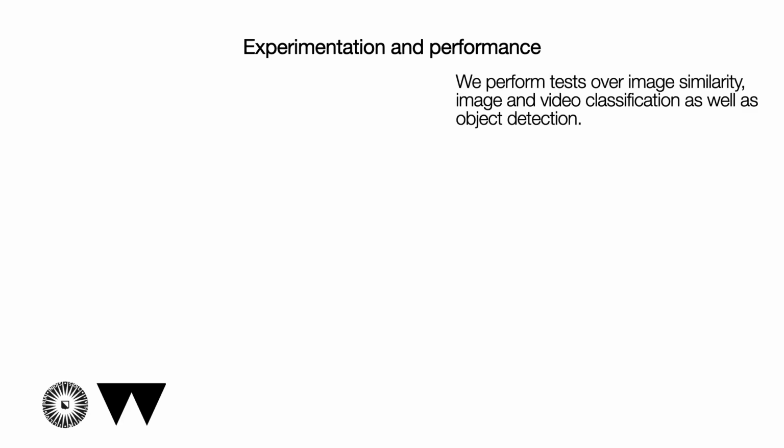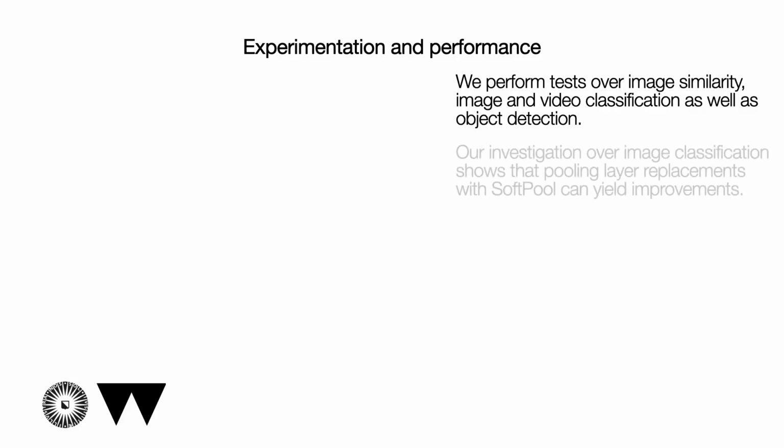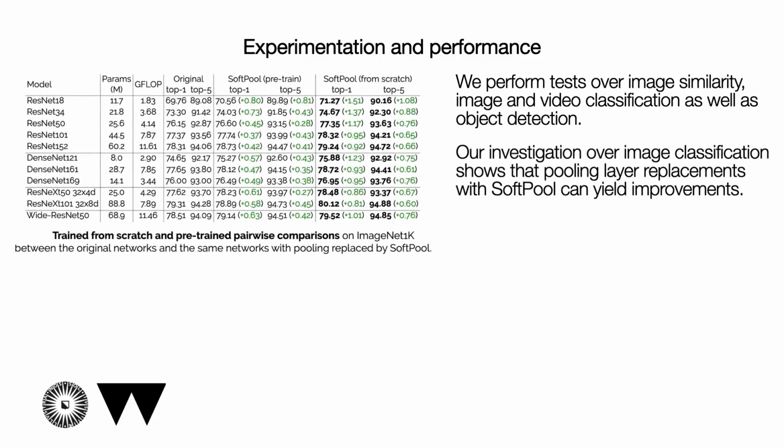We perform tests of image similarity, image and video classification, as well as object detection. In our test on image classification, we can show that by replacing the original pooling layers with our proposed SoftPool we can yield consistent improvements throughout all the backbone architectures that we've tested. Most of our tests are done in two ways. One is by using the pre-trained weights and then directly replacing with SoftPool, and the second one with replacing layers with SoftPool and then retraining the network from scratch. In both cases, we can show improvements from the originals.